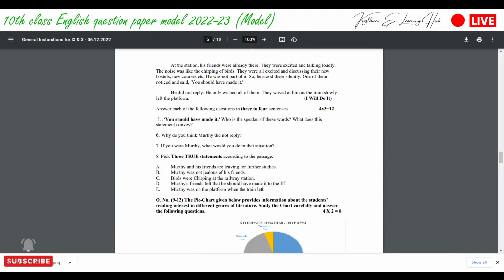What is our idea that we need to express here? Then if you were Murthy, we have to imagine ourselves as Murthy and answer this question. Here we need to have imaginative skills. We need to imagine ourselves in that position and answer this, right? And then next we move on to the study skills.